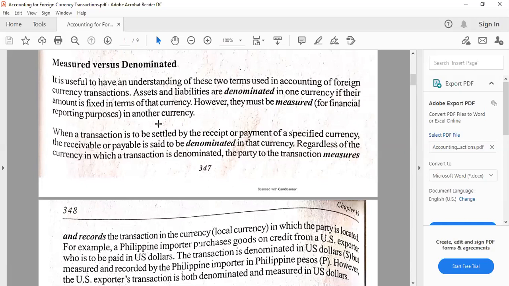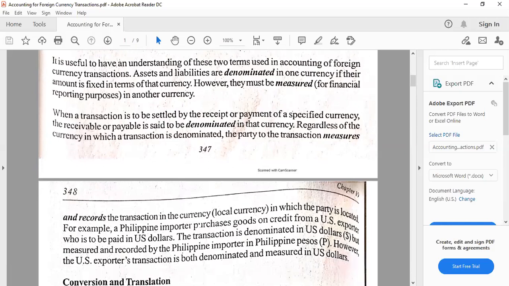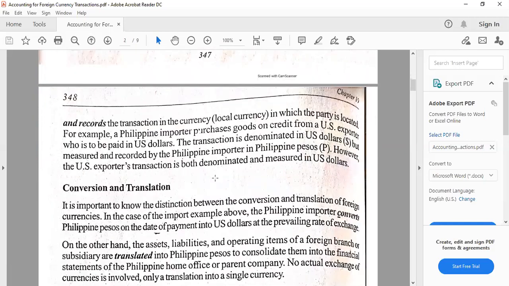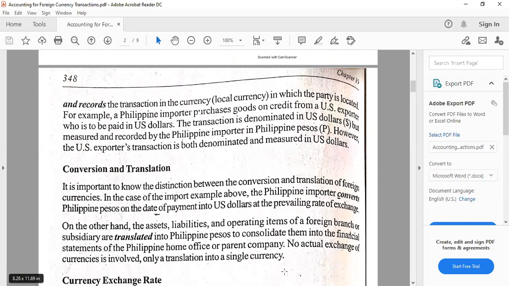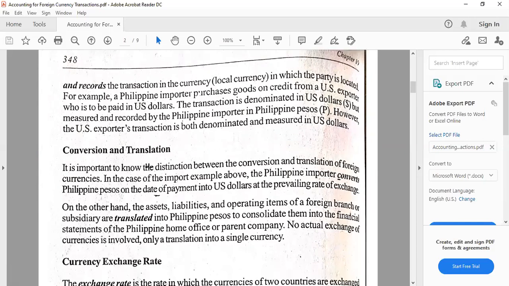But then where's the measure there? It would come after the transaction has happened, wherein we have to really translate that, or we have to convert that into Philippine pesos. Now I use the term conversion and translation, but this will be subdivided and differentiated later on.